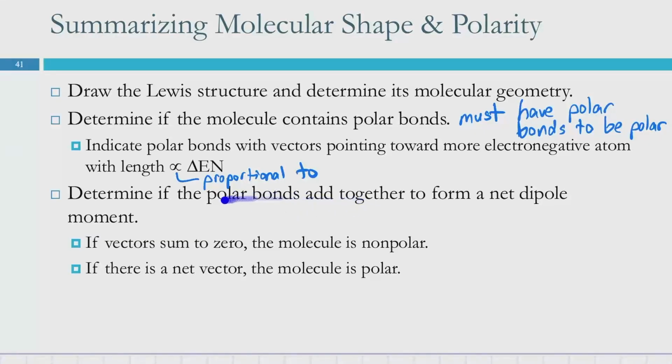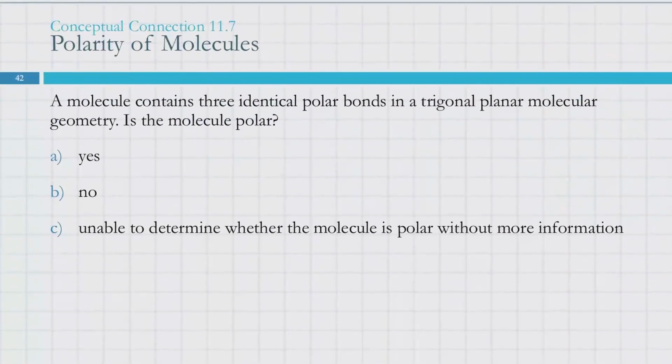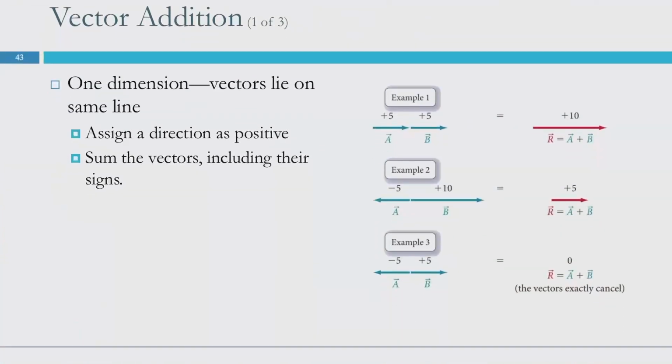And then you'll determine if those polar bonds add together to form a net dipole moment, an overall arrow, the way that we've been doing it. If those vectors, if the arrows cancel out, if they sum to 0 or close to 0, then it's going to be nonpolar. If we do have an overall arrow, they're not canceled out, then the molecule would be polar.